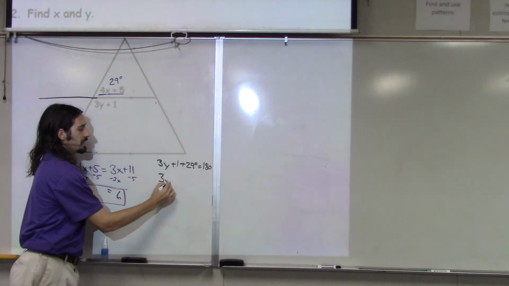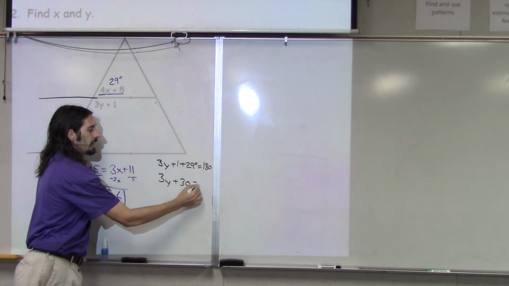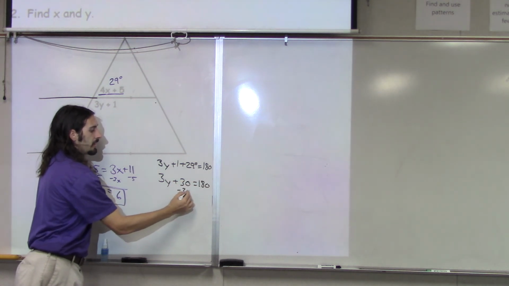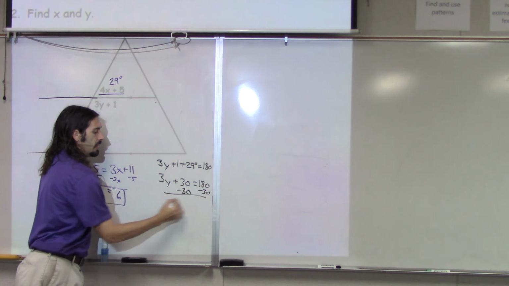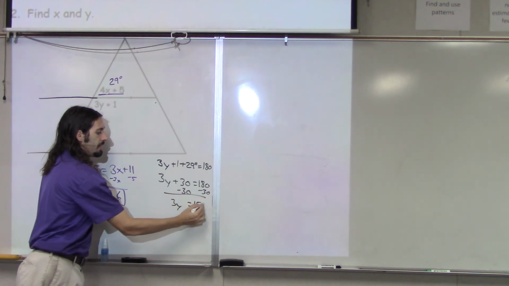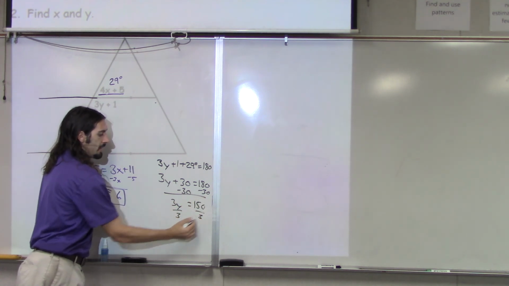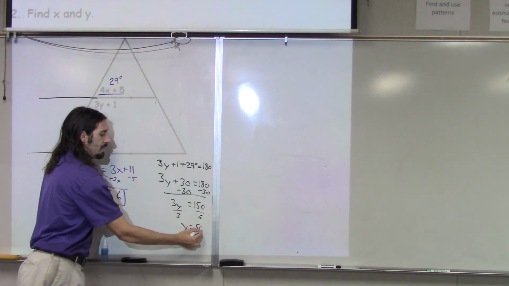Go ahead and combine like terms. 3y plus 30 equals 180. I can subtract 30 to the other side. 3y is equal to 150. Divide both sides by 3, and y is 50 degrees.